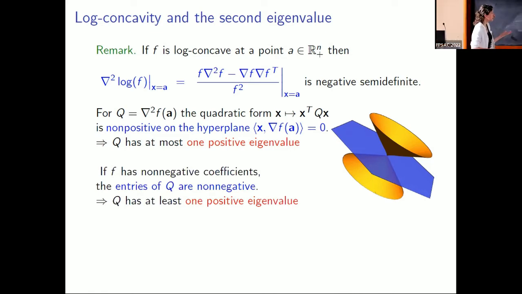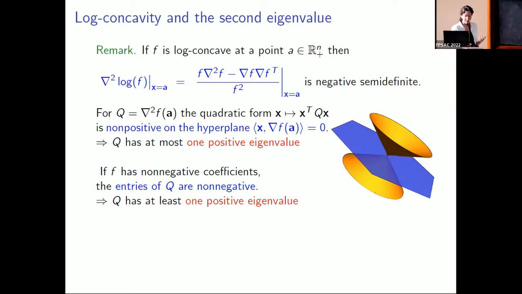And in particular, if the polynomial f you started with has non-negative coefficients, and you take its Hessian and evaluate at a point in the positive orthant, then all of the entries of this Hessian are just derivatives of f evaluated at a positive point. So in particular, they're going to be non-negative. And so if you have a symmetric matrix, all of whose entries are non-negative, then it also has to have at least one positive eigenvalue.